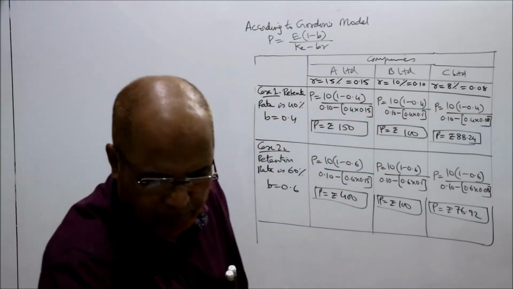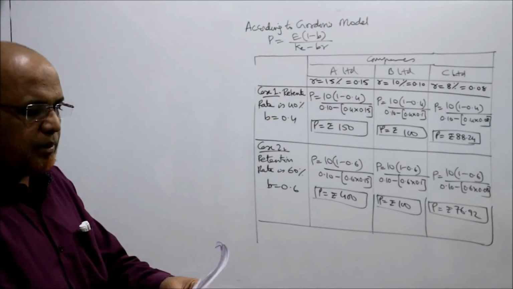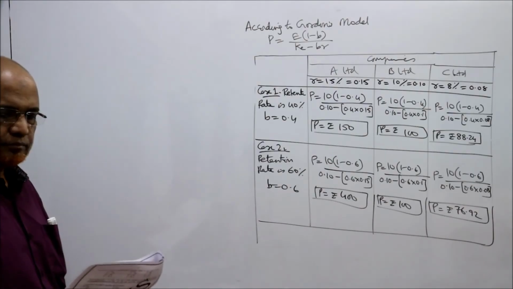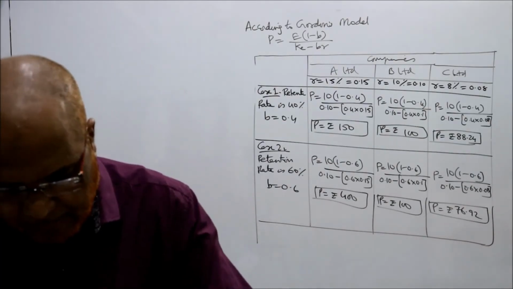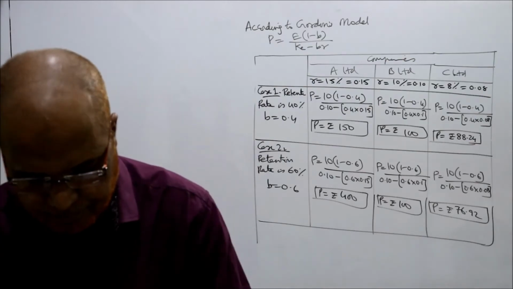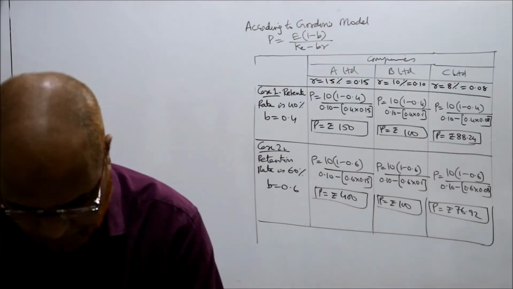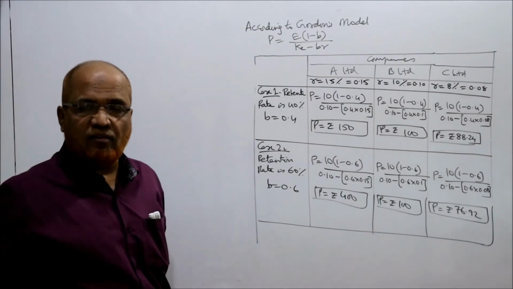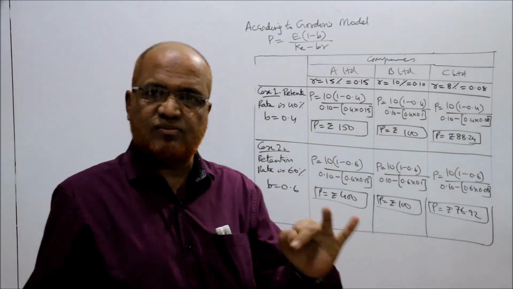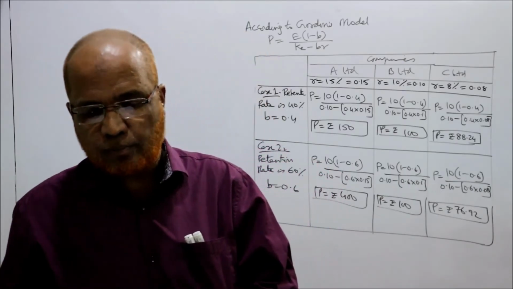See the next problem. Problem number 14. Now problem number 14 is a different problem. It's a Modigliani and Miller problem. The problem is on Modigliani and Miller. First time we are going to apply it. So far we have applied Walter's formula and Gordon's formula. Now see the 14th problem.